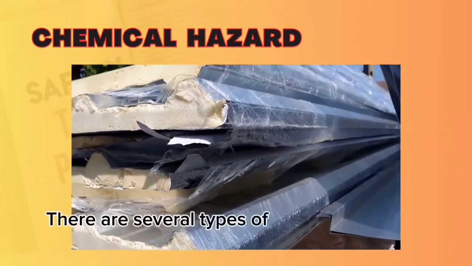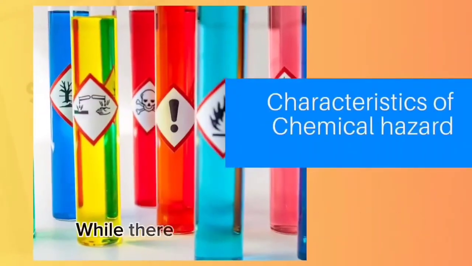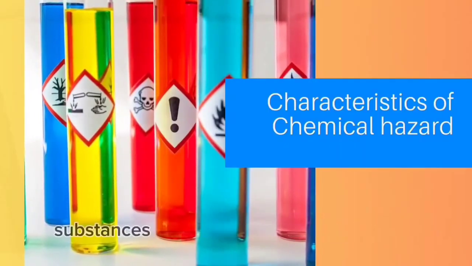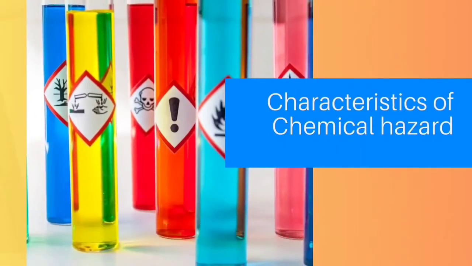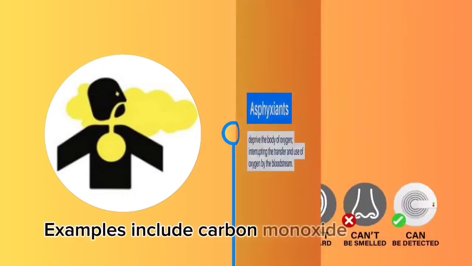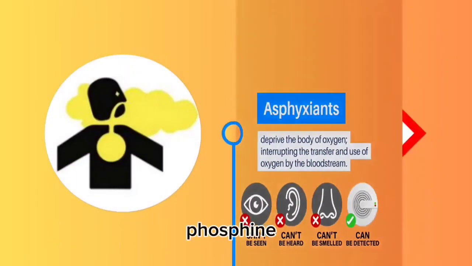There are several types of chemical hazards in the workplace. While there are several classifications for these chemical hazards, many of these hazardous chemical substances fall within these classifications. Asphyxiants. Chemical asphyxiants deprive the body of oxygen, interrupting the transfer and use of oxygen by the bloodstream. Examples include carbon monoxide, cyanide, phosphine.